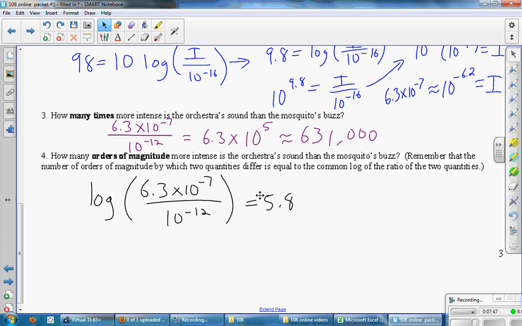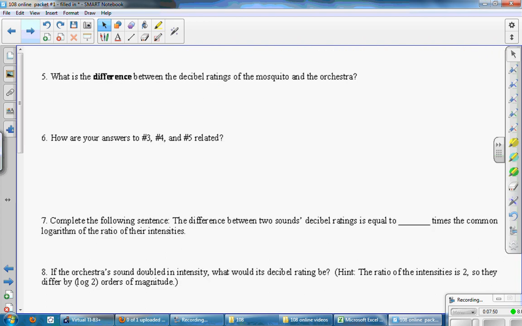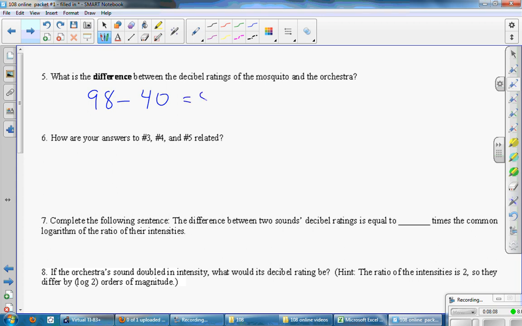Okay, moving on to number 5 on the next page. What's the difference between the decibel ratings of the mosquito and the orchestra? The decibel rating for the orchestra was given as 98. Subtract the decibel rating for the mosquito, which was also given, that was 40. So these two things differ by 58 decibels.